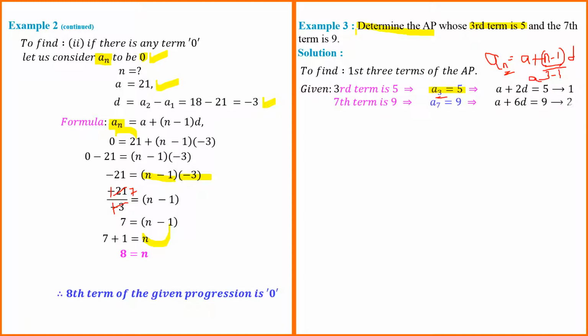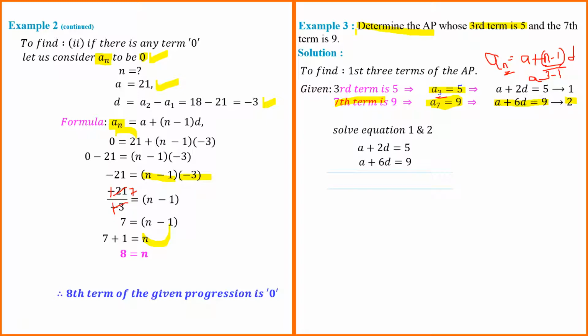Yes, now we'll go ahead with the 7th term. The 7th term is 9, and A7, once again it's given in English, I'm writing it in the arithmetic progression form, and for 7, we write 6D. It's A plus 6D equals 9, equation number 2. Now let us try to solve equations 1 and 2. When we write it something like this, yes, now we go ahead with 2 equations.